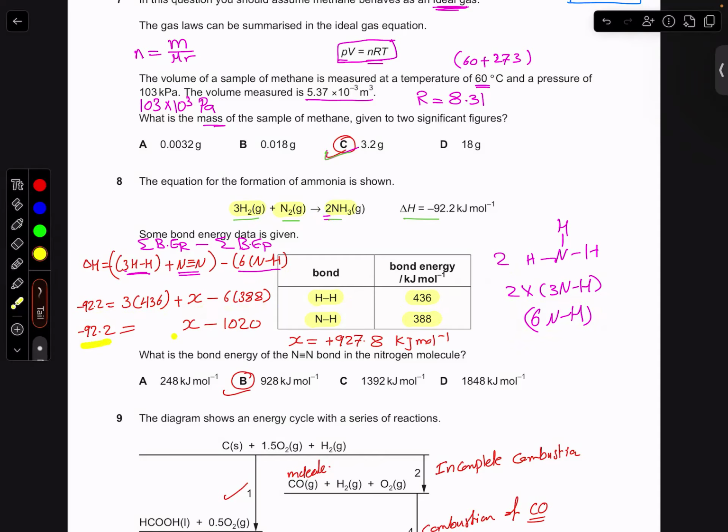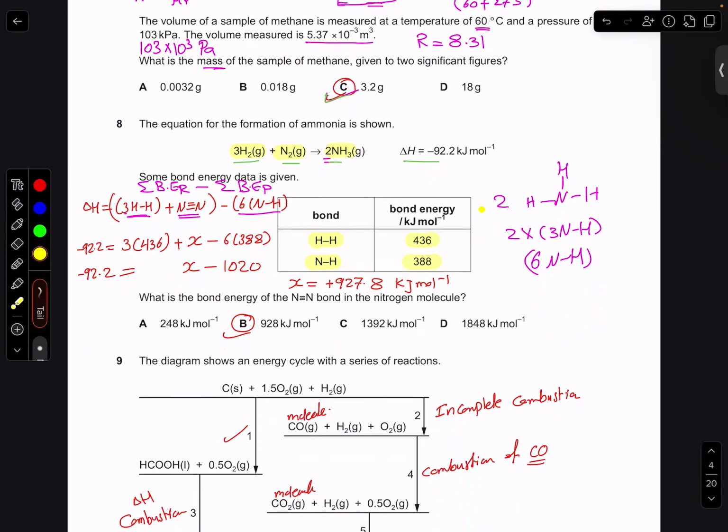So rearrange the equation: minus 92.2 equals X, which is NN, minus 1020, so X equals 927.8 kilojoule per mole, and the closest one is this one, which is 928.